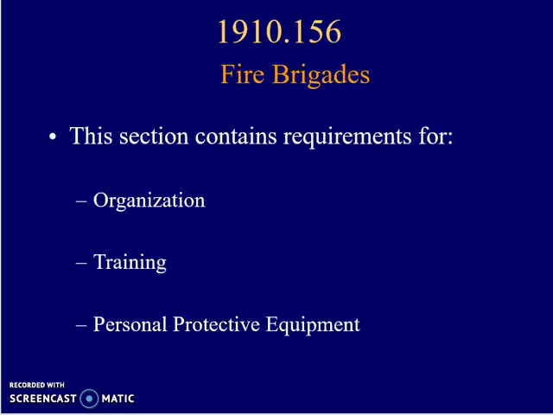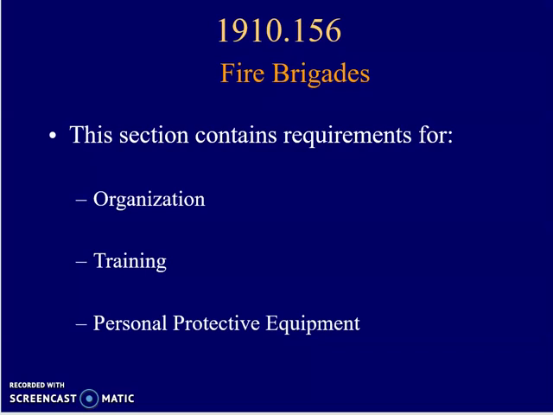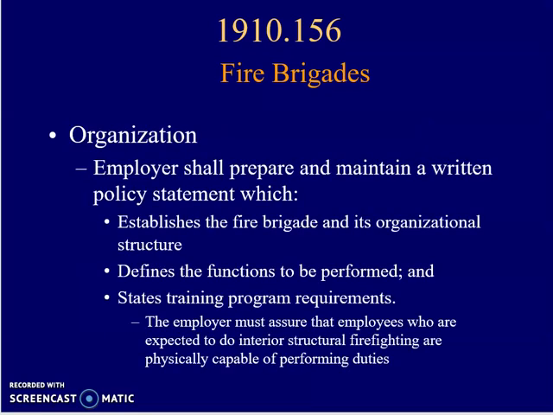Now, when it comes to fire brigades, let's talk about the organizational, training, and PPE requirements. Organizationally, the employer needs to prepare and maintain a written policy statement that establishes the fire brigade and its organizational structure, defines the roles that each person will perform, and states the training program requirements.